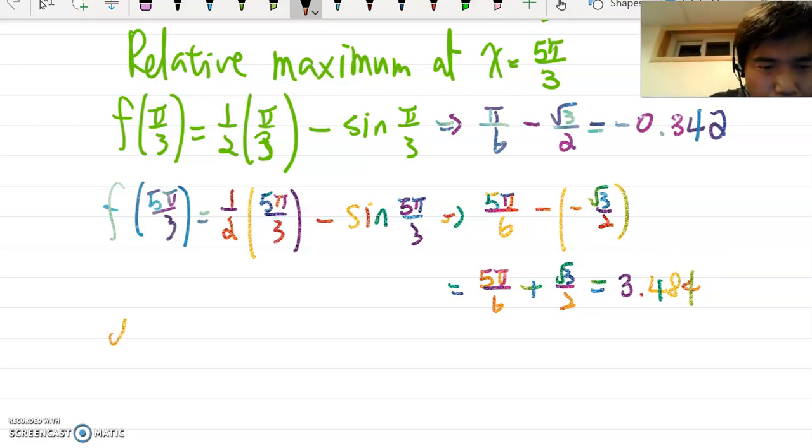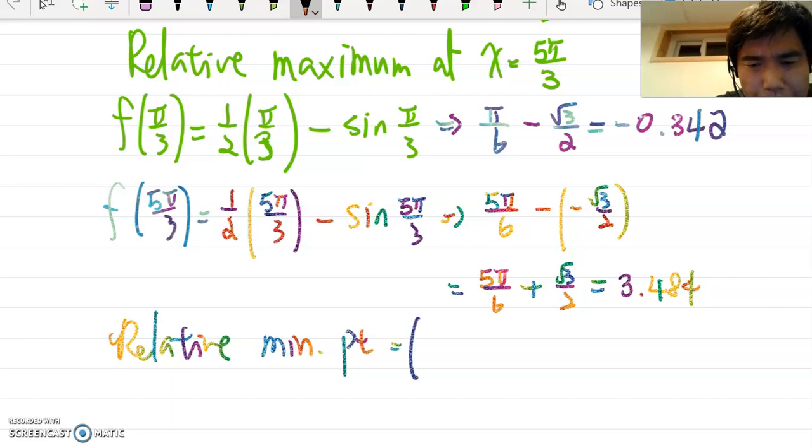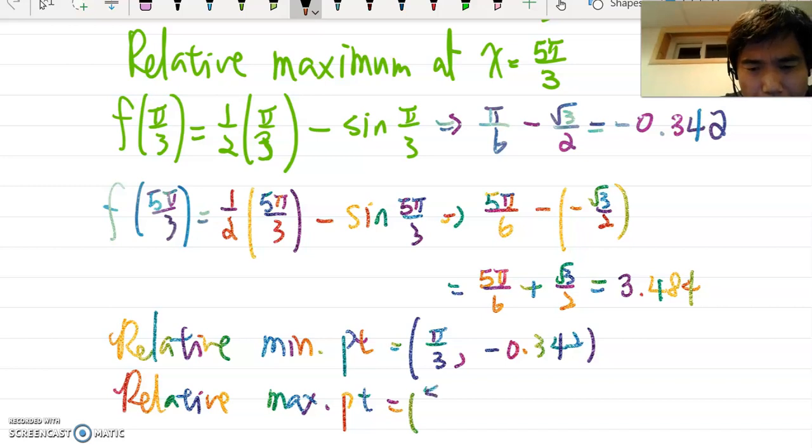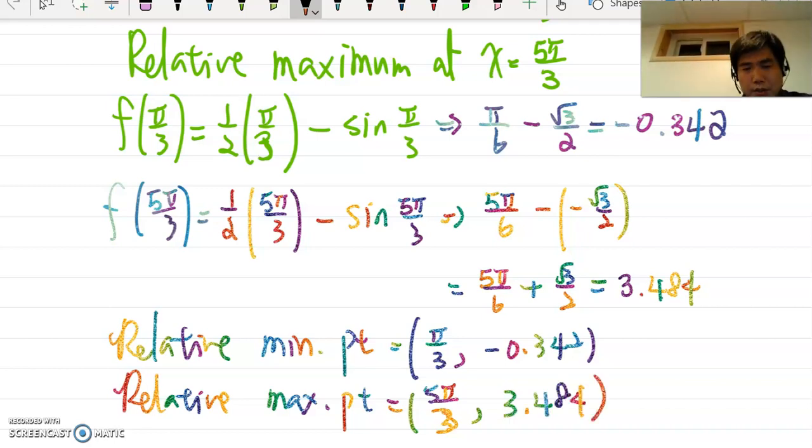Okay, therefore, now we can say the relative minimum point will be pi over 3 comma negative 0.342, and the relative maximum point will be 5 pi over 3 comma 3.484. Okay, so that's all for today, and we will cover the next topic in the next video. Thank you.